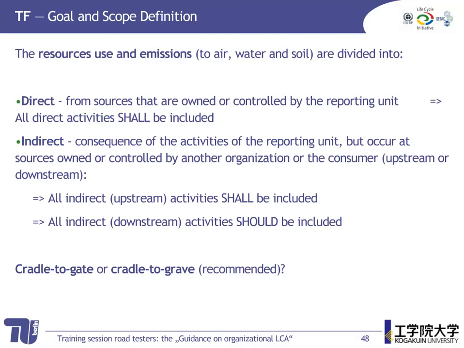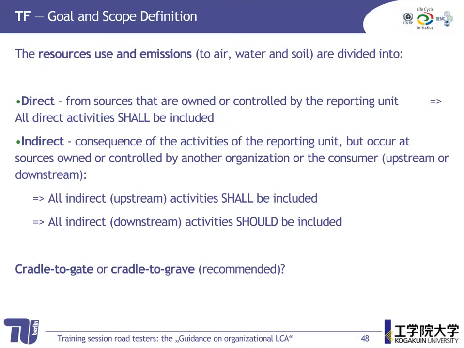Okay, then all the resources used and emissions to air, water, and soil that are linked with all the activities of the company can be divided into direct and indirect. Direct are those activities that are taking place in sites that are owned or controlled by the reporting unit.